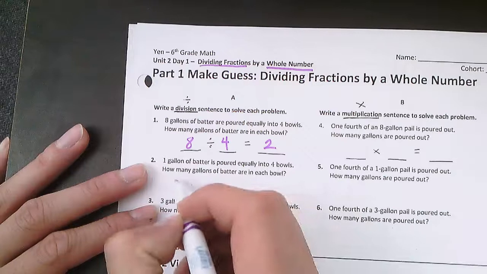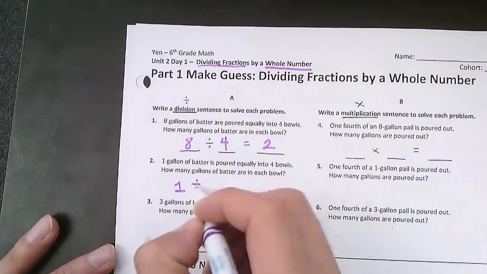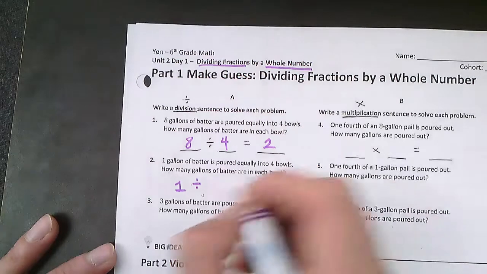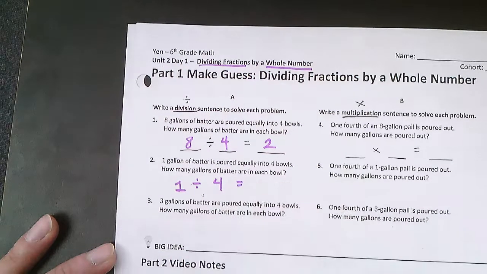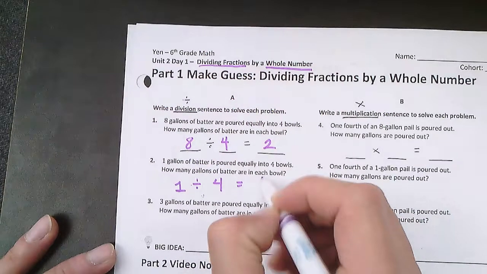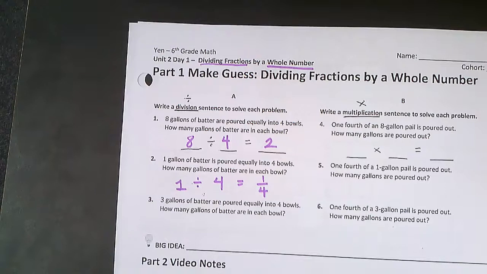1 gallon of batter, so we start with 1, is poured equally, so we're dividing it into 4 bowls, so we're splitting one whole into 4 parts. How many gallons of batter are in each bowl? 1/4 of the batter, 1/4 of a gallon is going to be in each bowl.